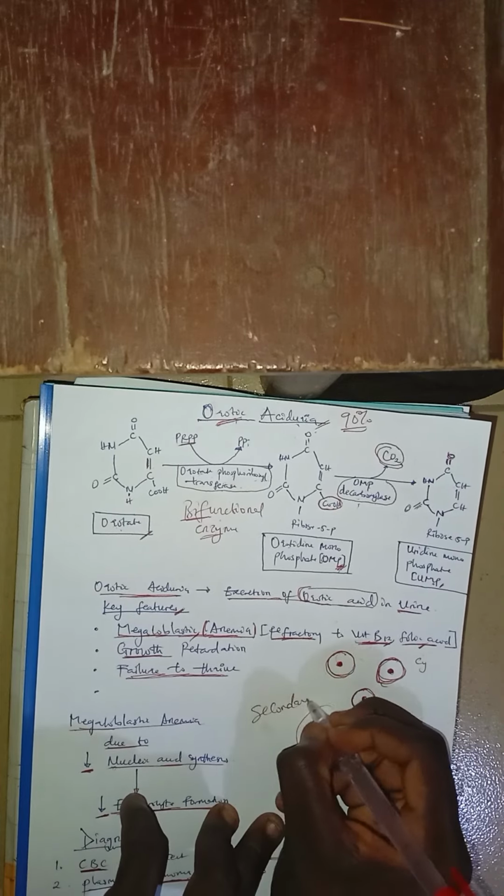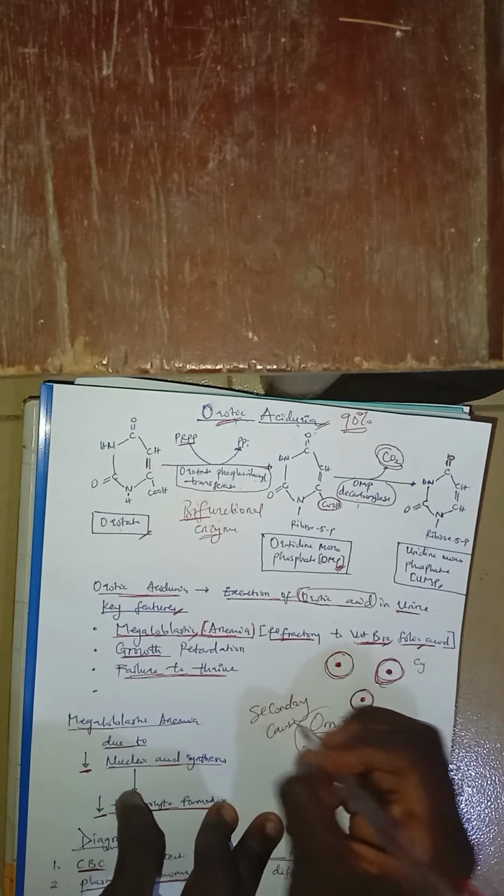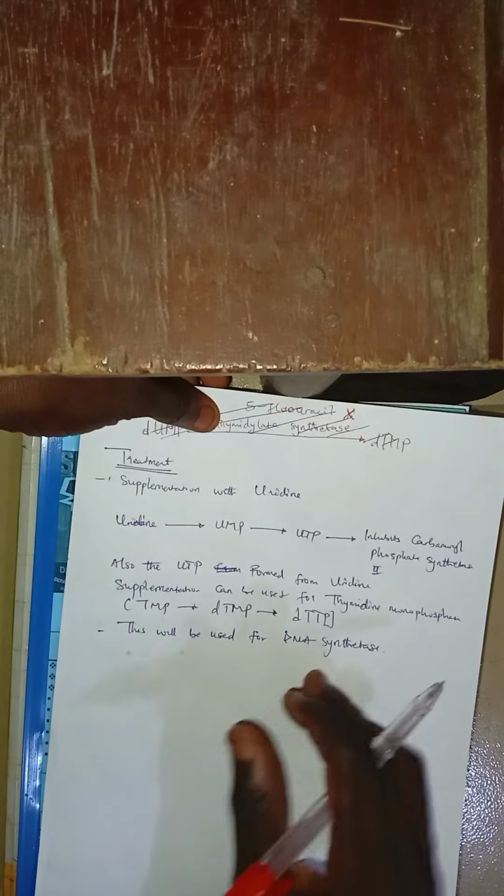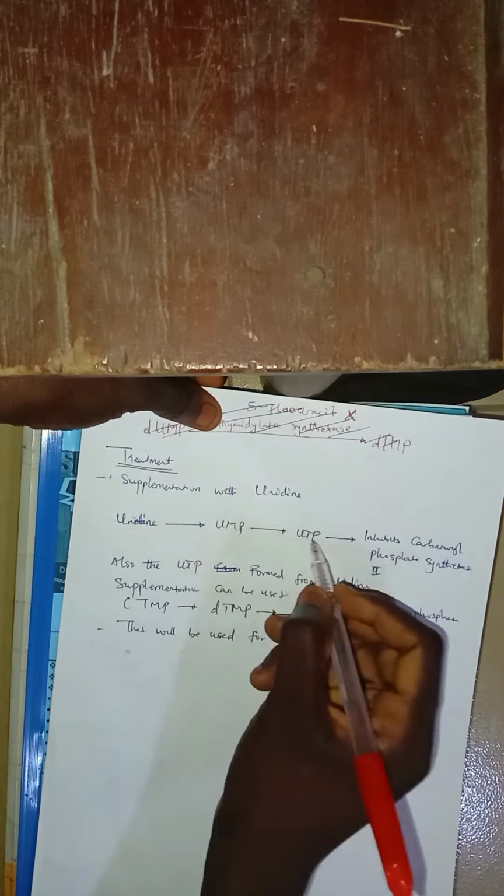However, there's also another cause, which is called the secondary cause. The primary cause is due to the lack of this bifunctional enzyme. The secondary cause is due to the lack of ornithine transcarbamylase. Okay? All right. Now, let's see if there's any other thing here.